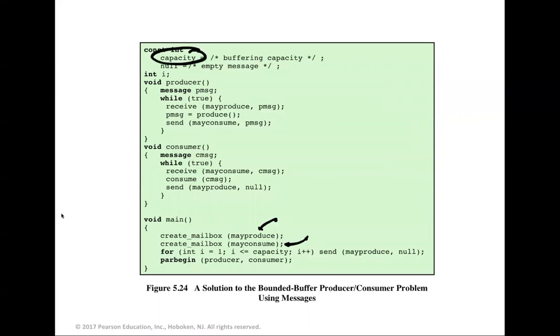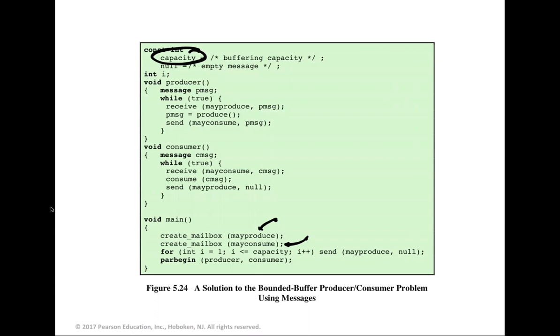Initially, the mailbox may produce is filled with a number of null messages equal to the capacity of the buffer. The number of messages in the may produce mailbox shrinks with each production and grows with each consumption. This approach is quite flexible. There may be multiple producers and consumers. As long as all have access to both mailboxes, the system may even be distributed, with all the producer processes and the may produce mailbox at one side, and all the consumer processes and the may consume mailbox at the other side.